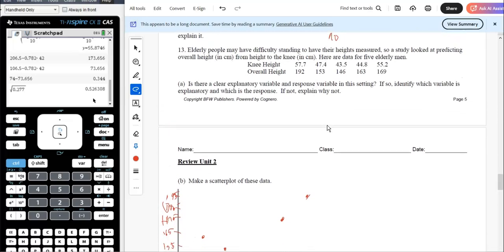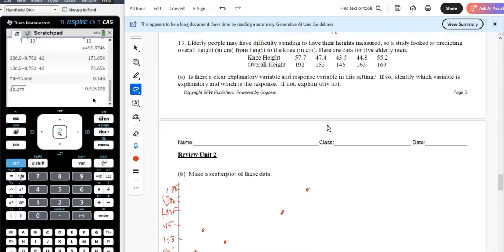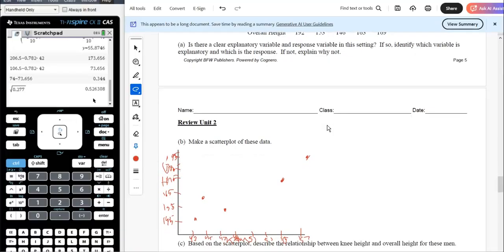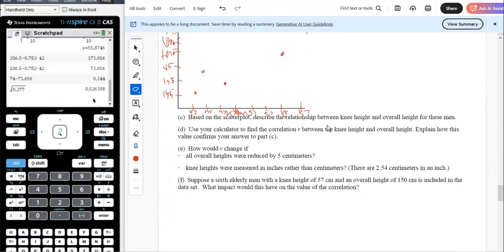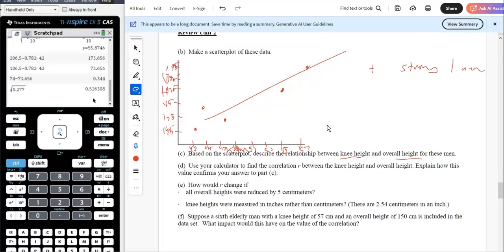Is there a clear explanatory variable? So yeah, knee height is for sure. We're trying to predict the height. These people can't even stand. So we're trying to make a prediction of their height. Based on the scatter plot, describe the relationship between knee height and overall height. So you would say, and use the words, the relationship between knee height and overall height is positive, strong or moderately strong, and linear. And no obvious unusual points here, I don't think, at least for my graph.